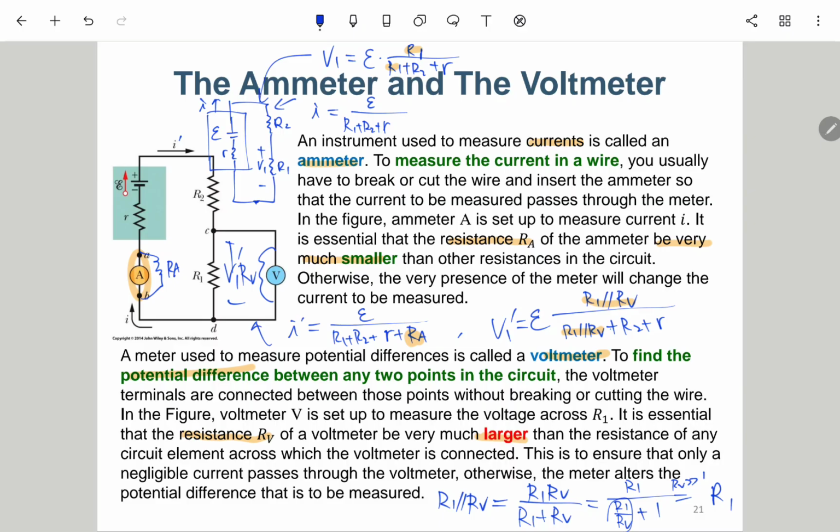Okay, so in summary, the ammeter measures the current and the voltmeter measures the voltage. The internal resistance of the ammeter should be very small compared to the other resistance, and the internal resistance of the voltmeter should be much larger than the other resistance in the circuit. Okay, so this is a quick summary.